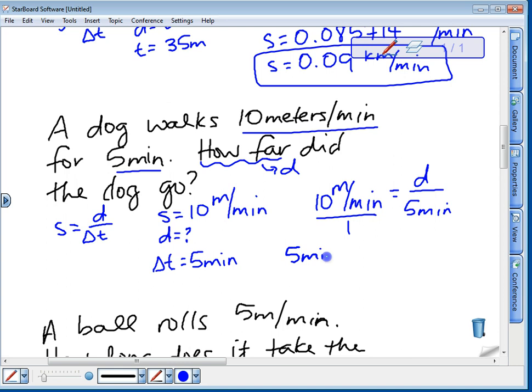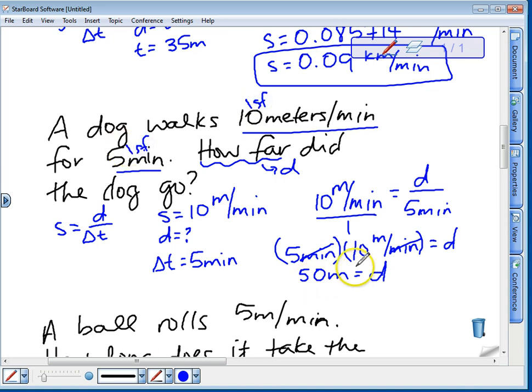5 minutes times 10 meters per minute gives me my distance, right? If I cross multiply, that's what I get. Or if I solve by algebra by multiplying 5 minutes on both sides, this is what I get. My minutes are going to cancel out, leaving me with 50. 5 times 10 is 50 meters as my distance. I need 1 sig fig and 1 sig fig, and I have 1 sig fig, so I'm good.